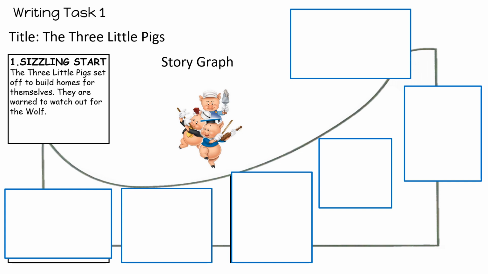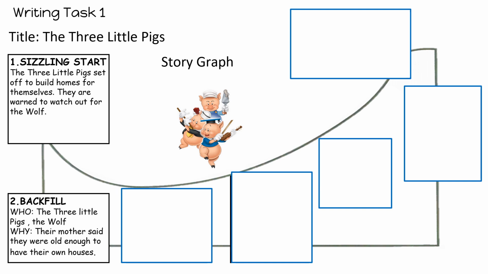Then step number 2 is our backfill. This is where we're telling the reader the characters of the story and setting up the story of why it's taking place. Sometimes it can also tell us when and the time it's taking place or where it's taking place. In this case, we've just got the why, so our characters are the 3 little pigs and the wolf, and their mother said that they were old enough to have houses of their own.